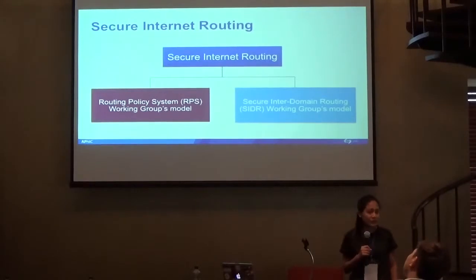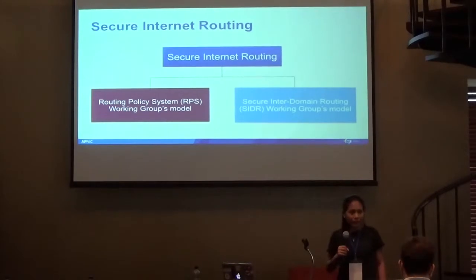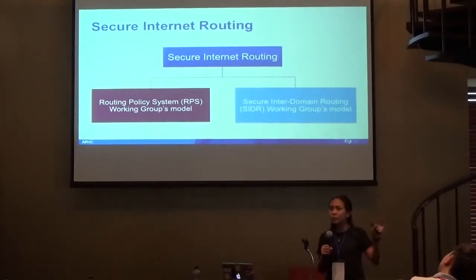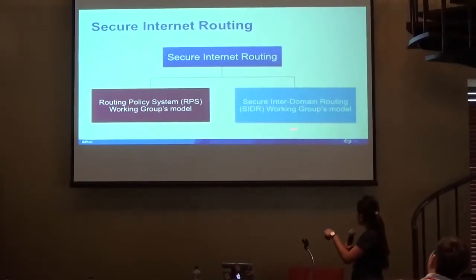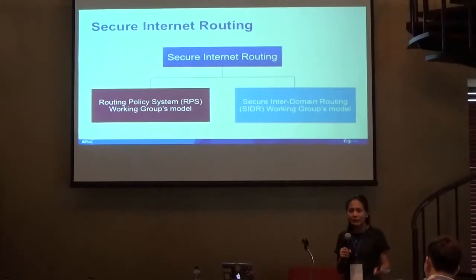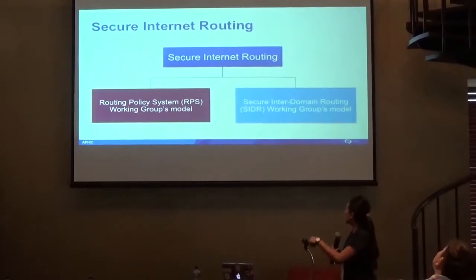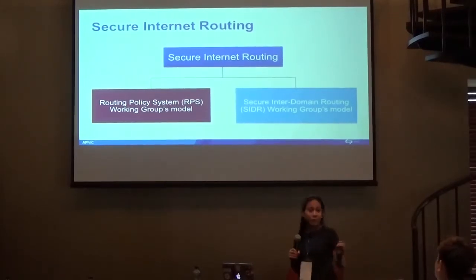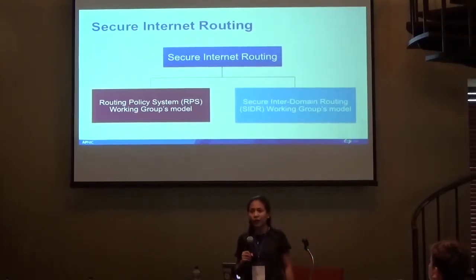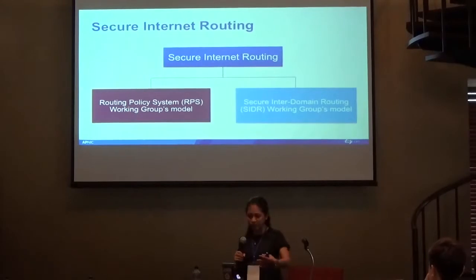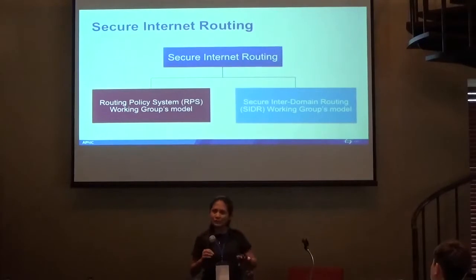If you are familiar with this working group in IETF, it's the Routing Policy System, or RPS working group. They are the working group behind RPSL. The other one on this side is SIDR, Secure Inter-Domain Routing Working Group, also in IETF. They are the working group behind PKI, Public Key Infrastructure, and later on, RPKI, and maybe once it's available, BGP-SEC.